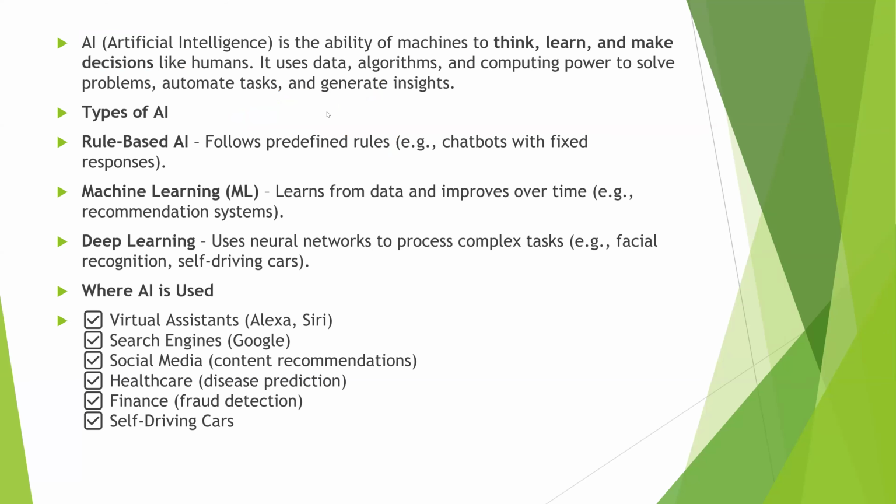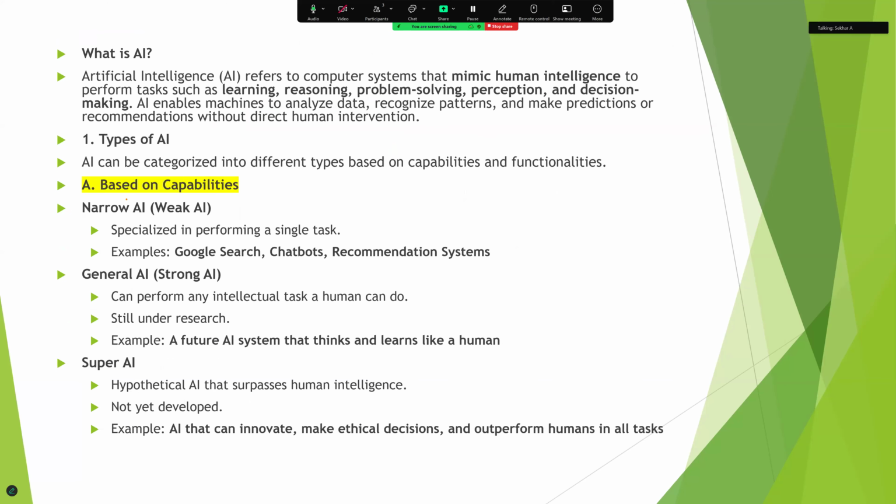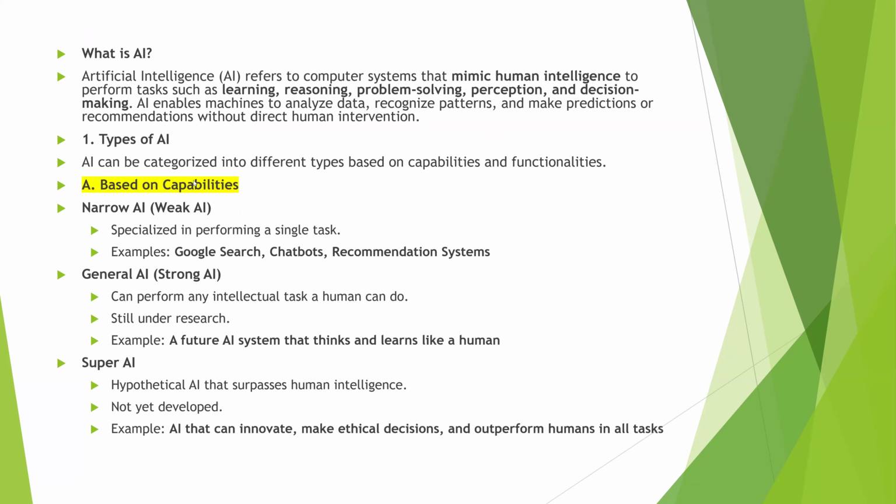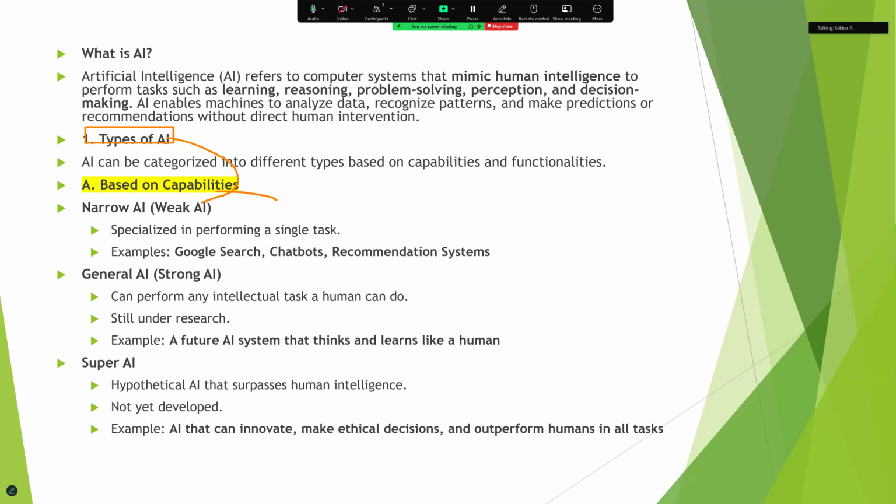Strong AI we can also call general AI. Weak AI we can also call narrow AI. There are two types of AI: narrow AI or weak AI, and general AI or strong AI.